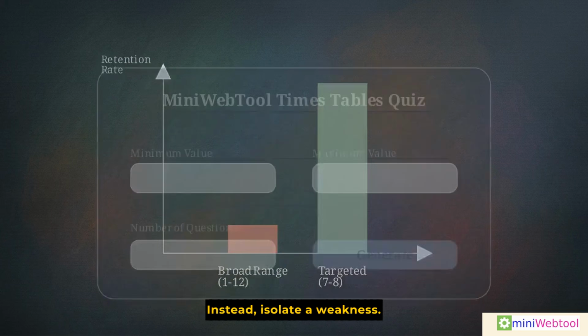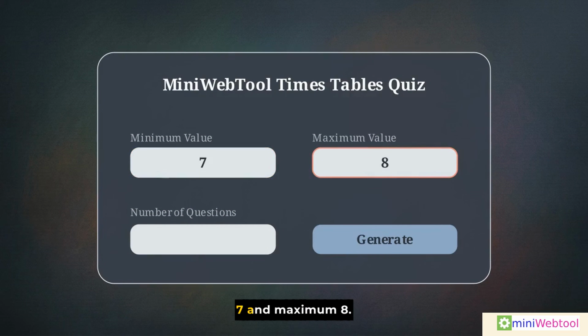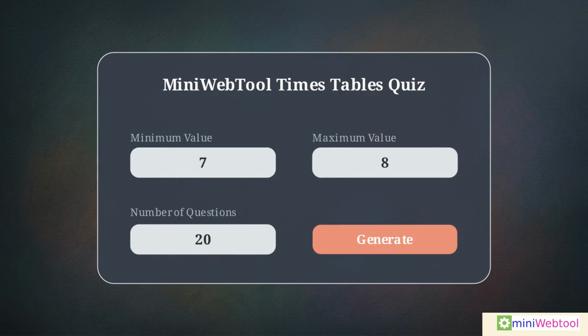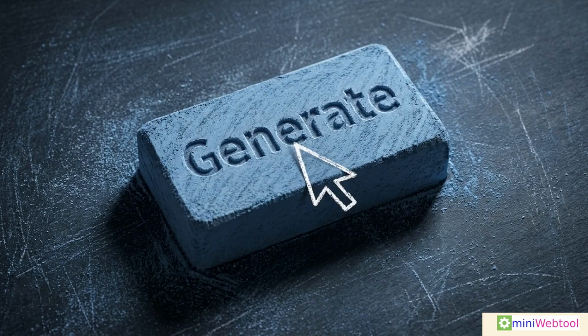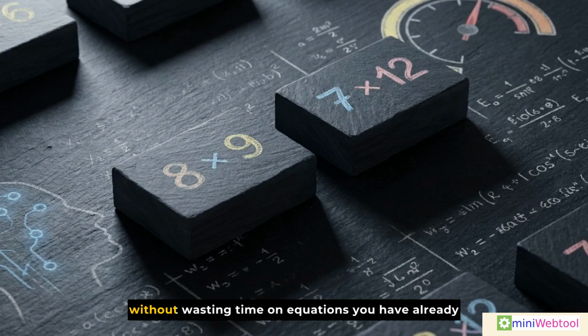Instead, isolate a weakness. Target the hardest multipliers by setting minimum 7 and maximum 8. Set volume to 20 questions. This builds the habit without mental fatigue. Click the Generate command to lock in your precise boundaries. By narrowing the scope of the test, you ensure every question focuses on your specific weaknesses without wasting time on equations you have already mastered.